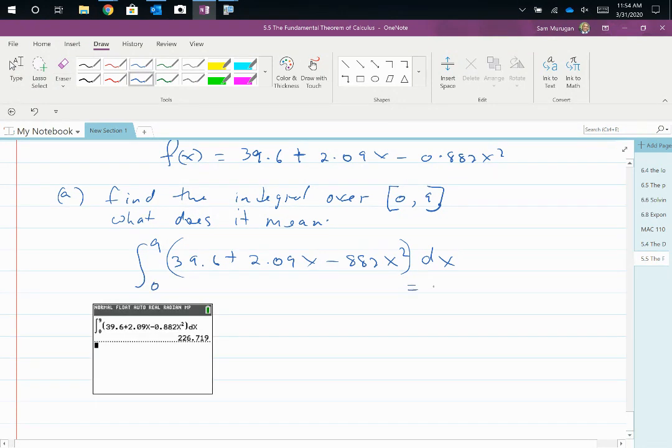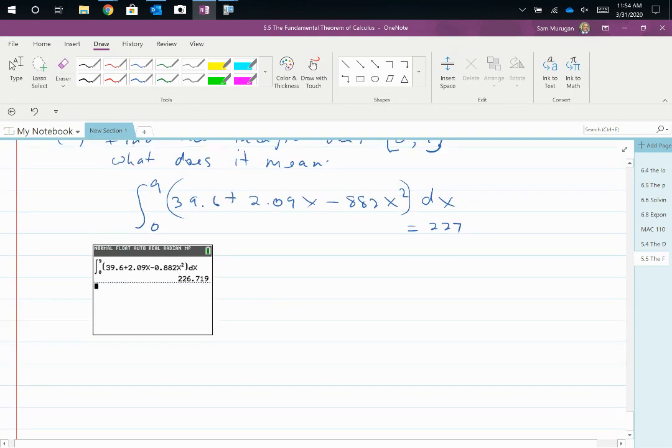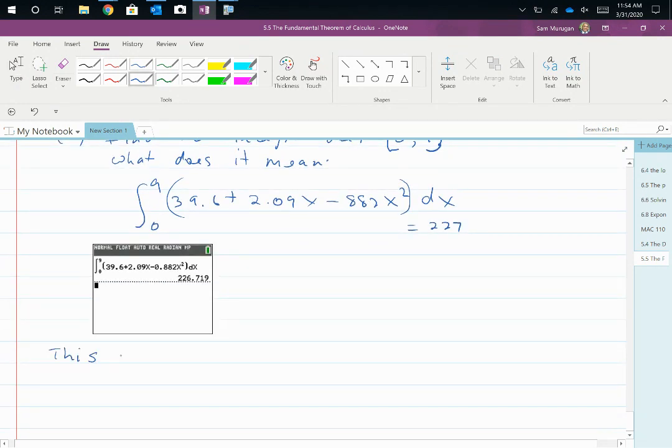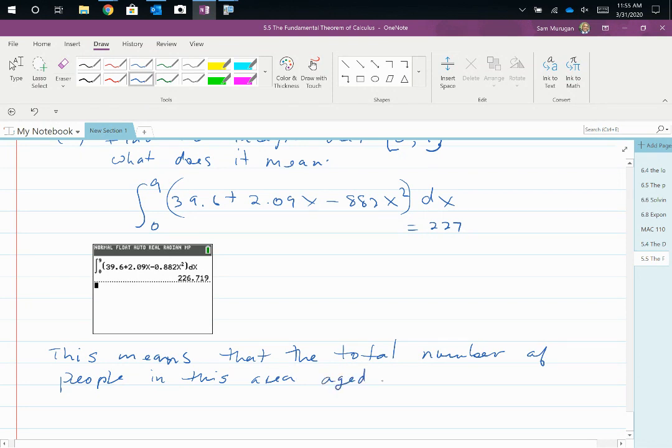So this is equal to 227. The meaning, this means that the total number of people in this area aged 0 to 9 was 227 million in the year 2000.